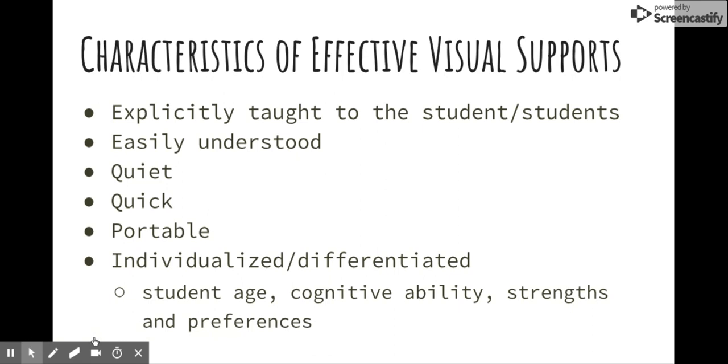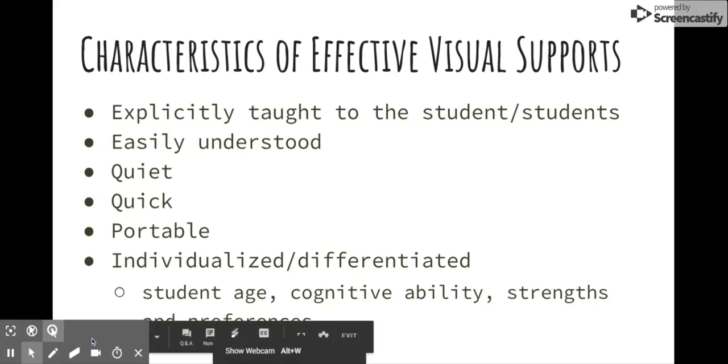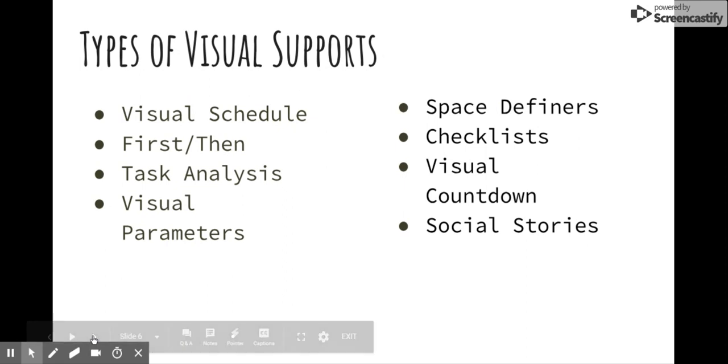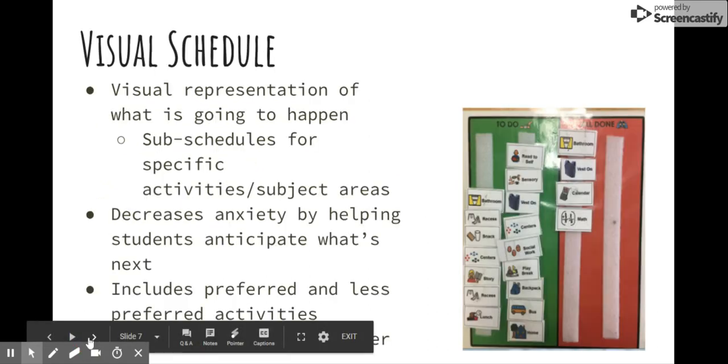Effective visual supports are explicitly taught to the student or students who will be using them. They are easily understood, quiet, quick, portable, and individualized and differentiated based on the student's age, cognitive ability, strengths, and preferences for reinforcement. There are a few different types of visual supports that we often see utilized in classrooms to manage student behavior. We'll take time today to talk through how each of those look and share some examples.